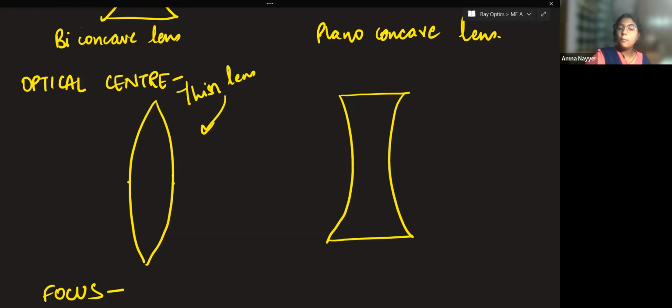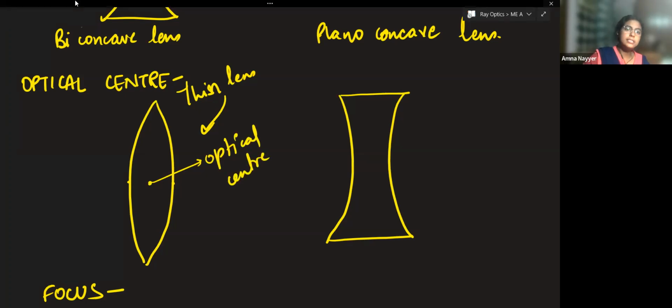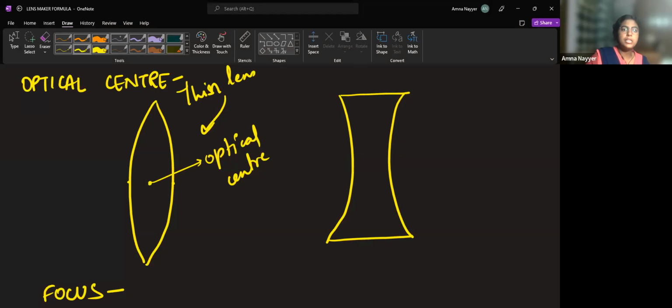All right. Now, what is the optical center? Optical center is the exact center that is present in the lens. So this will become the optical center for the convex lens. This is the optical center. So rays do pass through this point. For example, this is your point.